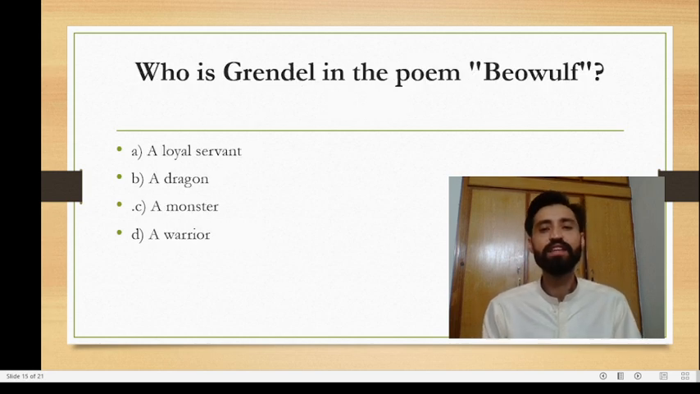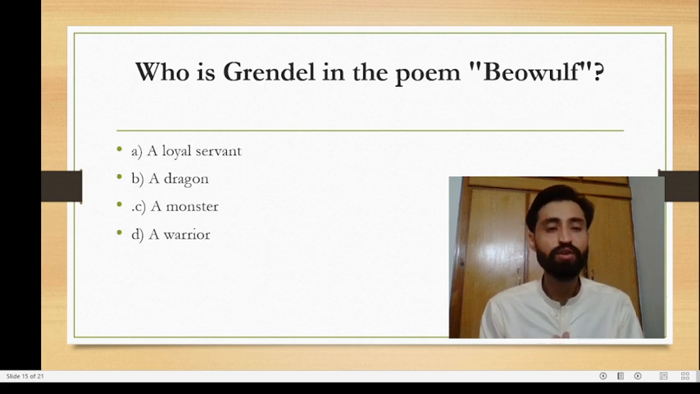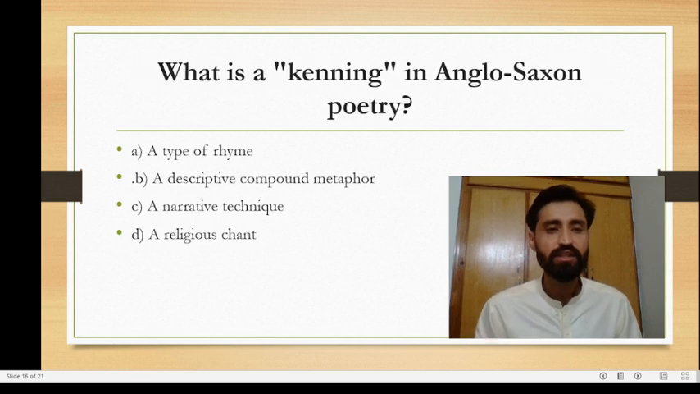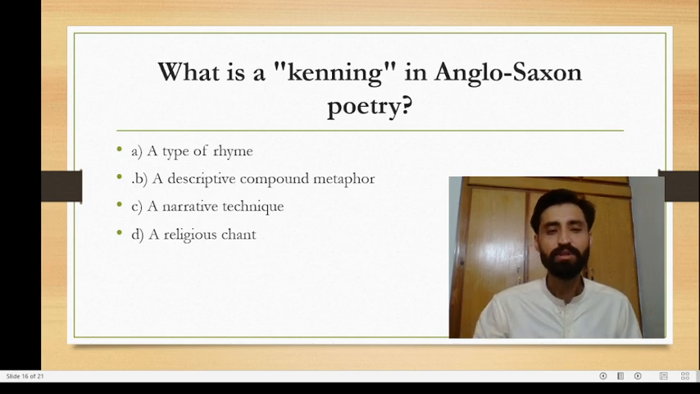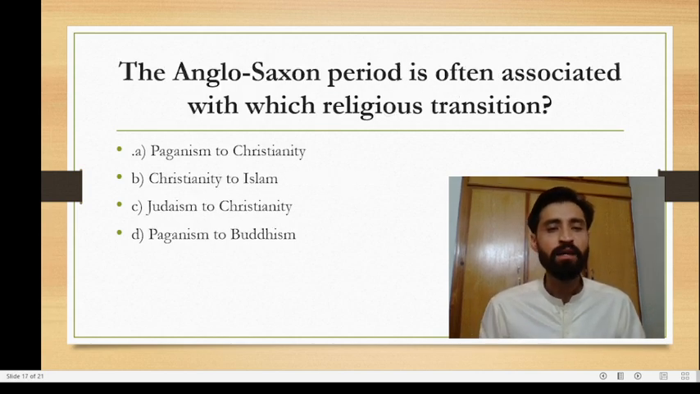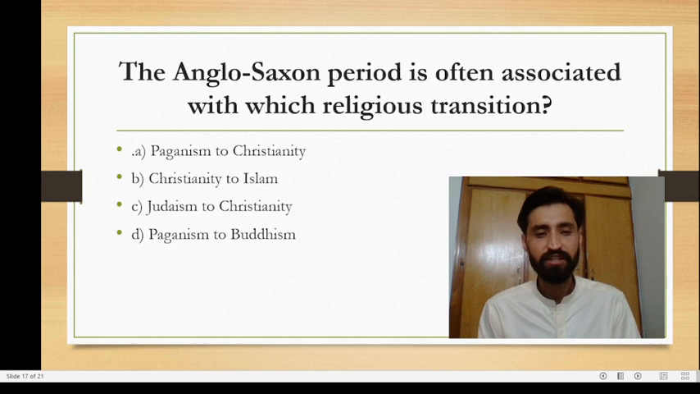Who is Grendel in the poem Beowulf? Grendel was basically a monster in the poem Beowulf. Option C is the correct answer. What is a kenning in Anglo-Saxon poetry? A kenning basically is a descriptive compound metaphor. So option B is the correct option. The Anglo-Saxon period is often associated with which religious transition? There was a transition from paganism to Christianity. So option A is the correct option.